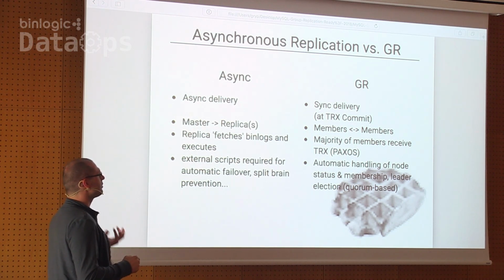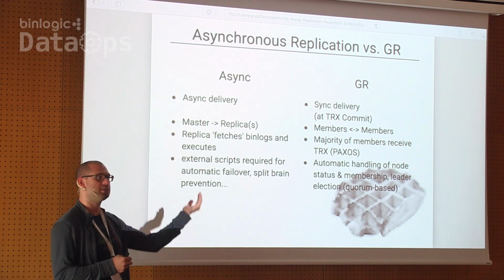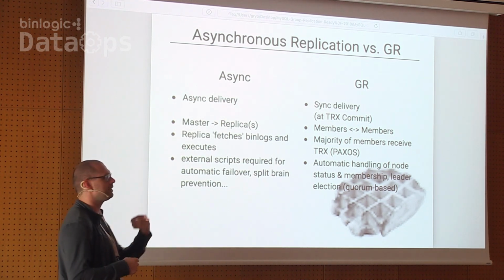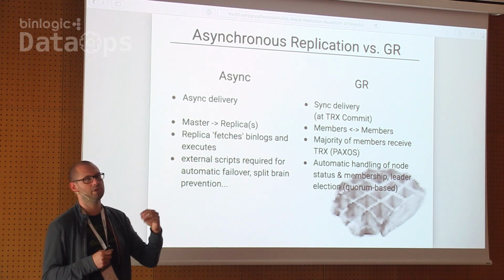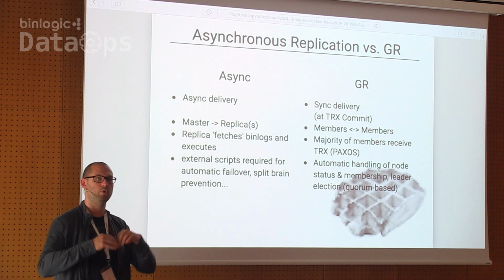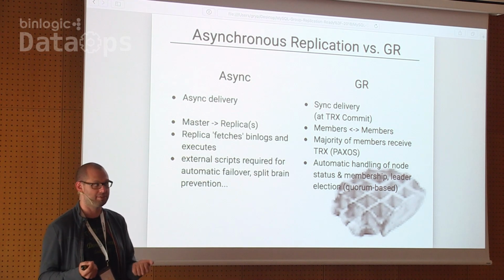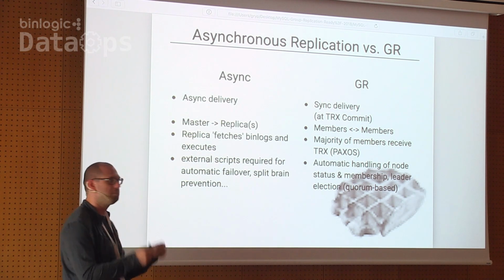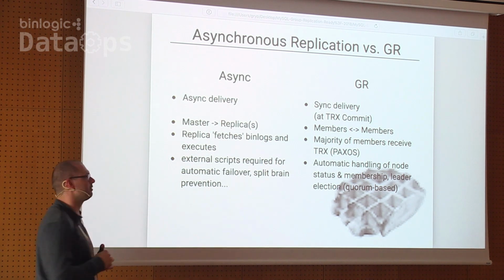A replica in asynchronous replication will fetch binary logs and then execute them. So you have a master, writes come in on the master, the replica says, okay, give me all the writes that are happening on the master, and it will execute them one by one, or in parallel, depending on what features you have enabled. With Group Replication, the message executed on a node will be sent to all the other nodes, and the majority of the members have to acknowledge that they have received that message. Only then is the transaction being committed returned okay back to the client. So this is the synchronous delivery of the message.